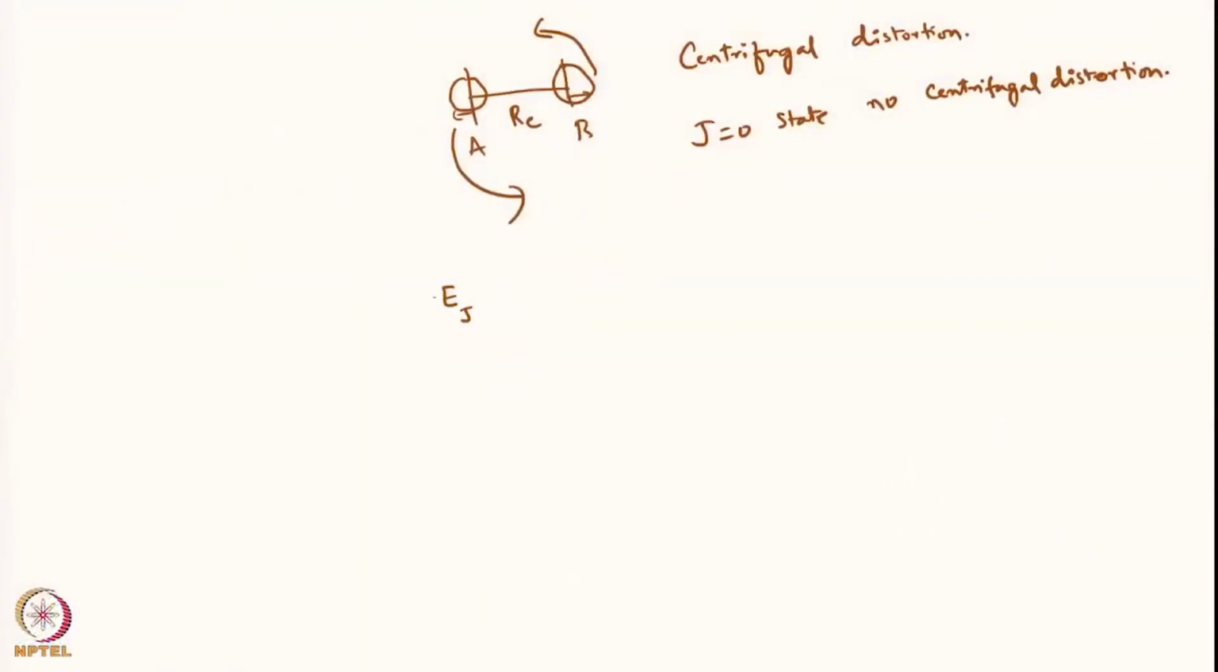So, therefore, E_J rotation will now be equal to h B_e J(J+1) minus h D_e J squared into (J+1) squared. So, essentially what you are doing is you are writing a series. This is the first term, J into (J+1), which is linear in J(J+1), and this is quadratic in J(J+1). So, you are trying to add up more terms.